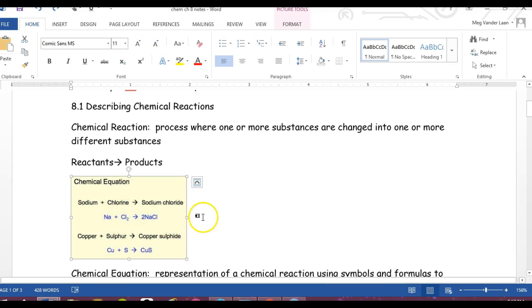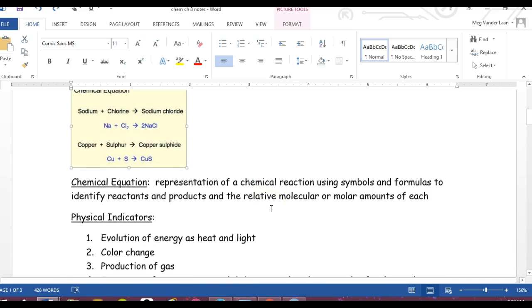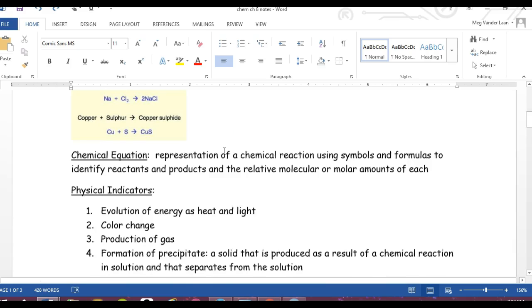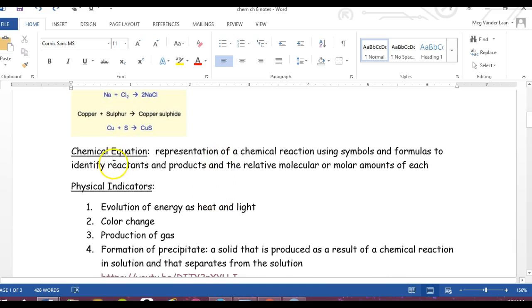Cl2 is one of the diatomic molecules from last chapter. You should still have those marked on your periodic tables. In this example, copper is reacting with sulfur to make copper sulfide, and we have copper and sulfur, the reactants, over here, and copper sulfide, the product, over here. These two are reacting. This is what is produced. So reactants and products. We represent this with chemical equations, and that's what you see right here.